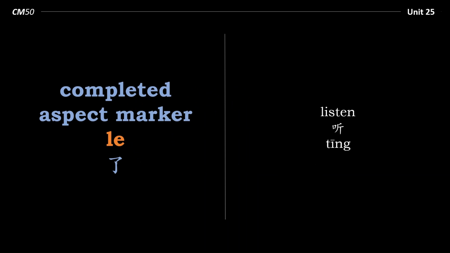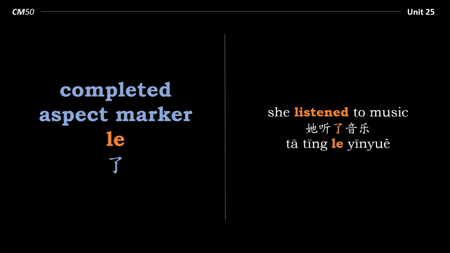So for example, take the action ting, which means listen. How would we say that this action has been completed? We simply add le. Ting le, listened. So note that the aspect marker le comes after the verb. So ting is listen and ting le is listened, completed. She listened to music. 她听了音乐.